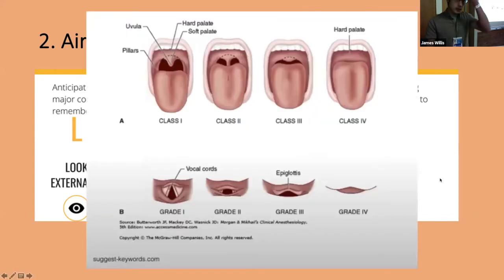So on the top is the Mallampati score. It's a way to predict difficult airway based on what you see in the back of the patient's throat. And the Mallampati class tends to correlate with the Cormack-Lehane grading, which you see at the bottom. And the Cormack-Lehane grading is just another way to predict difficult airway based on what you see at the level of the vocal cords. Again, these are all just ways to help predict difficult airway and see if RSI is right for the patient.